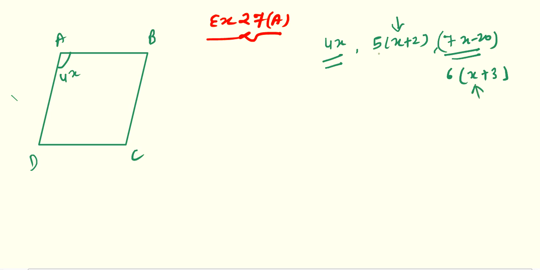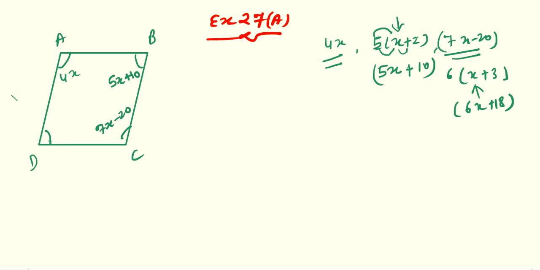Simply we have to solve this. तो ये 5 अंदर जाएगा, inside जाएगा तो पहले x से multiply होगा 5x, उसके बाद plus है तो plus, तो 5 into 2, 10, तो ये angle आ गया. Similarly 6x plus 18. So this second angle is 5x plus 10, and this third angle is 7x minus 20, then the last is 6x plus 18.